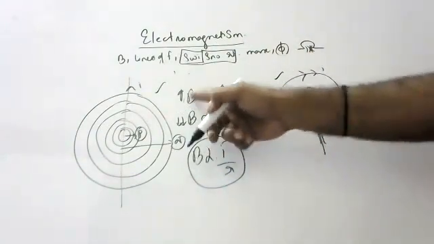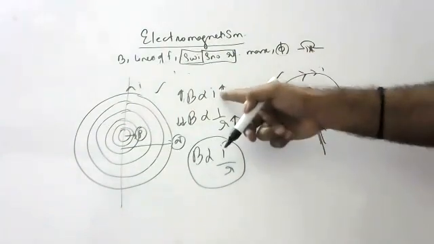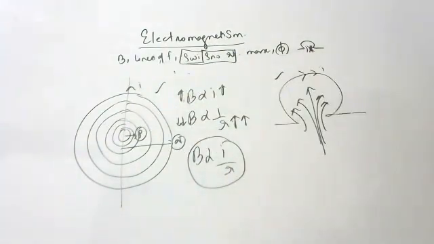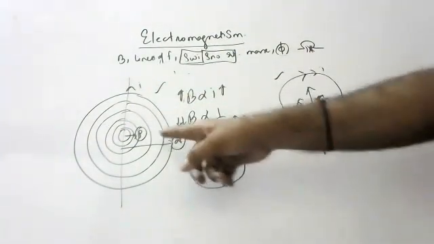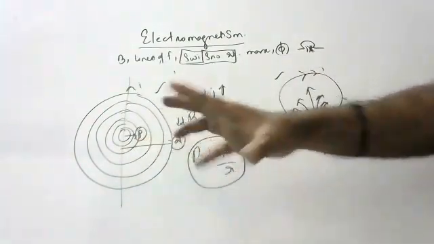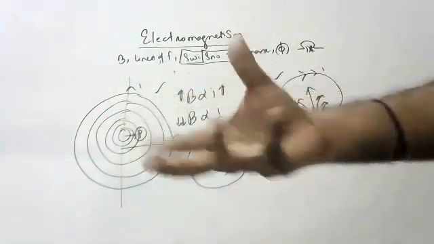The magnetic field depends upon current and distance. Directly proportional to current: the more the current, the more the magnetic field. Inversely proportional to distance: as you go far, the magnetic field decreases, but near, the magnetic field is more.